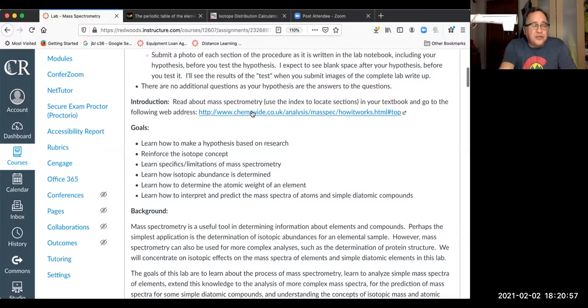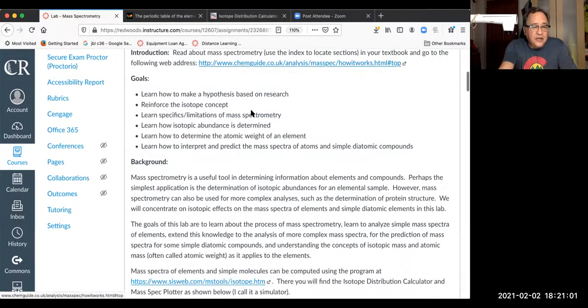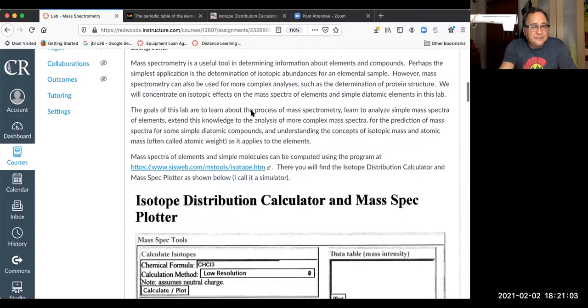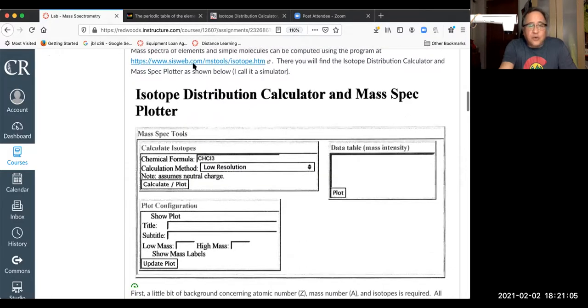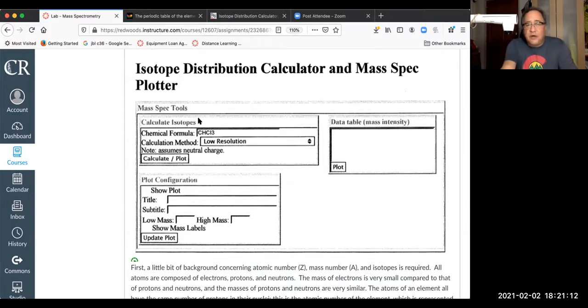Here's another place you can go to read about mass spectrometry. Here's some goals. Here's some more background. This is a tool we're going to use. I call it a mass spectrum simulator. And this is what it looks like when we go to that page.